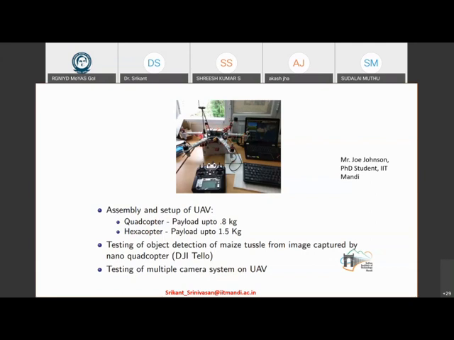So this is a hexacopter drone, and this is the ground station, and it can be fitted with a camera. And on top there is a GPS unit. So this is developed by my PhD student, Mr.